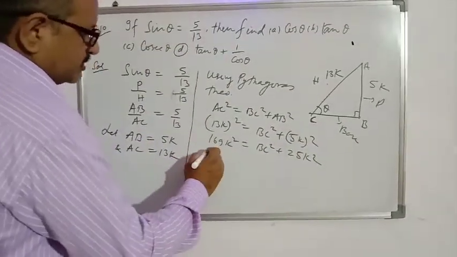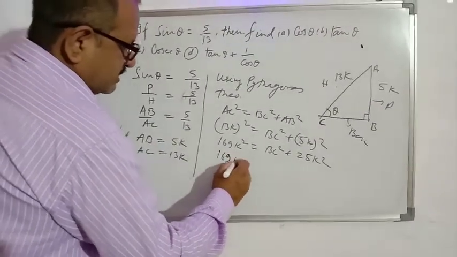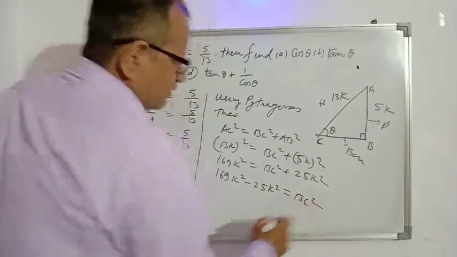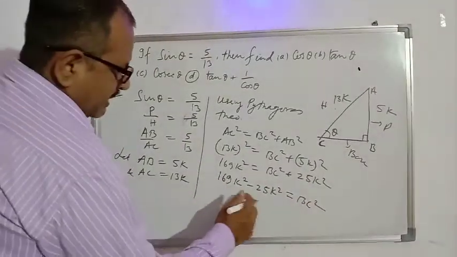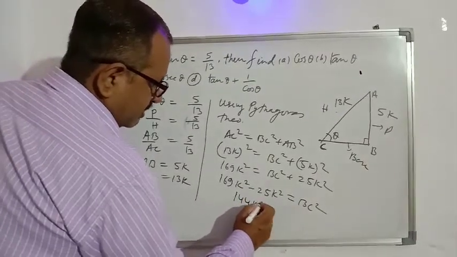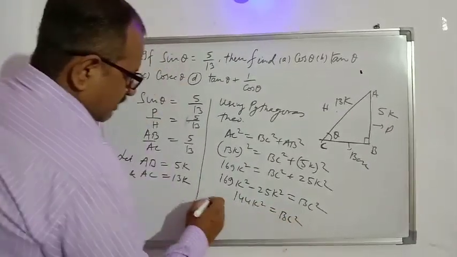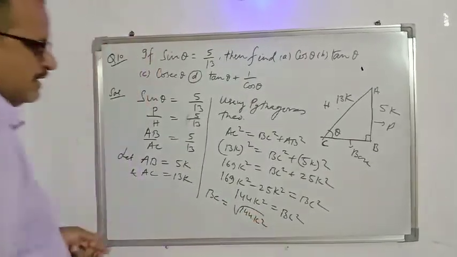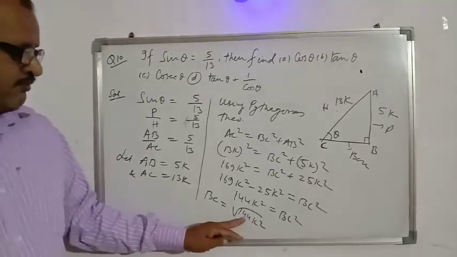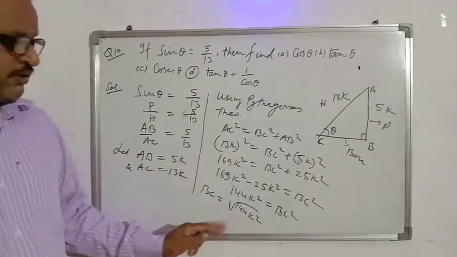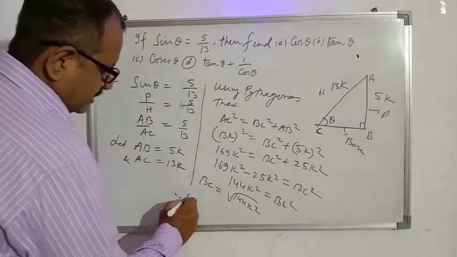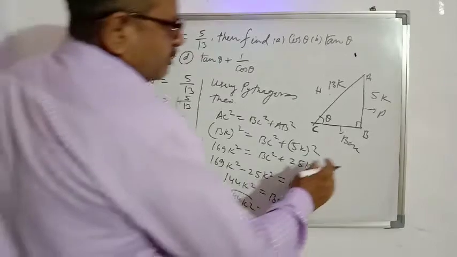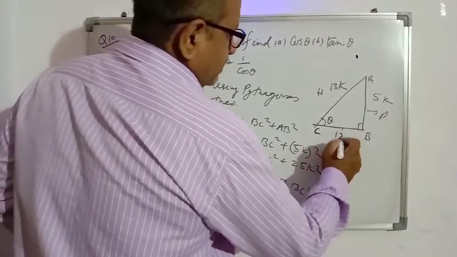Transpose 25K square to the left side. 169K square minus 25K square is equal to BC square. When we subtract, we get 144K square. So what will be BC? We will take the square root of 144K square. The square root of 144 is 12, and the square root of K square will be K. So BC is equal to 12K. So the base BC is 12K.